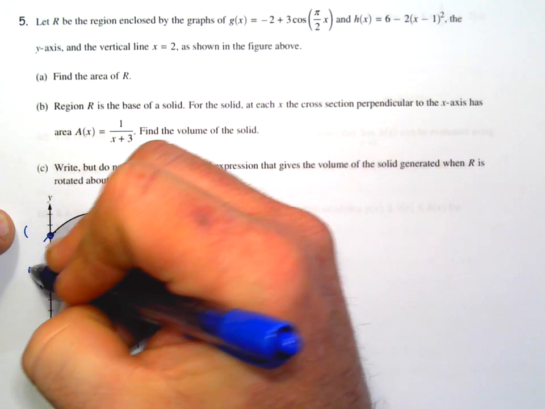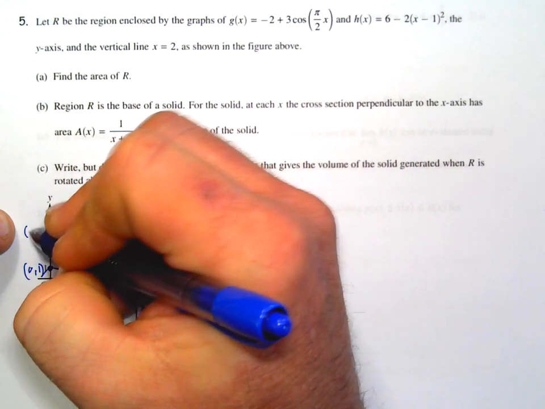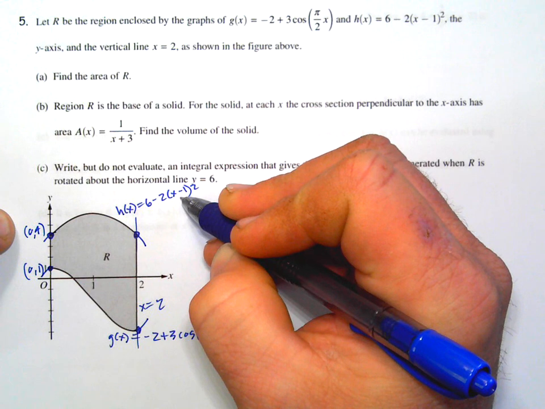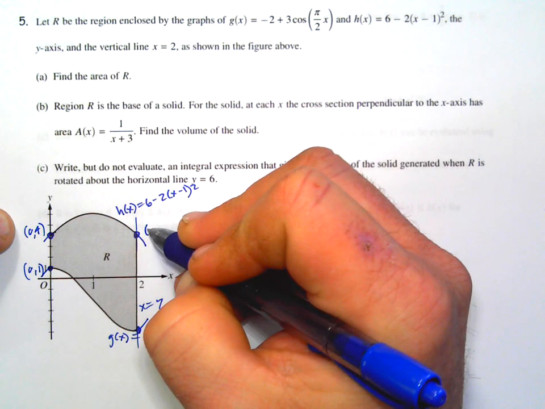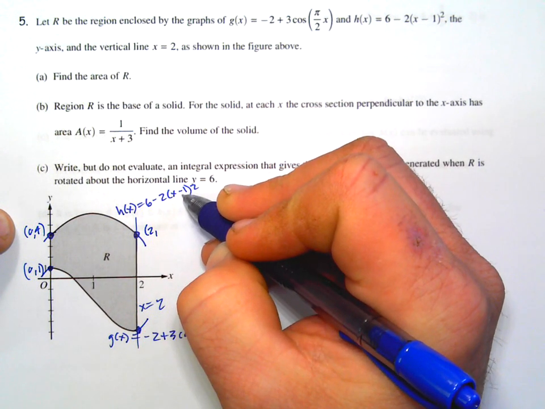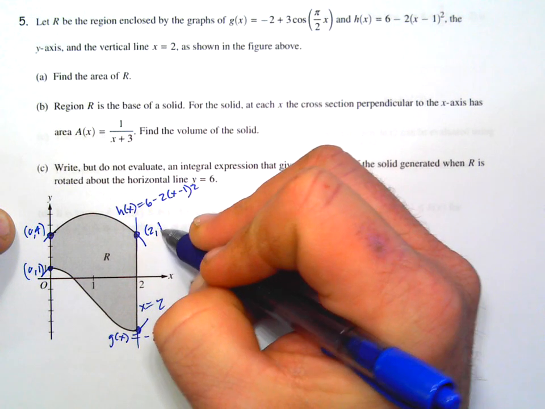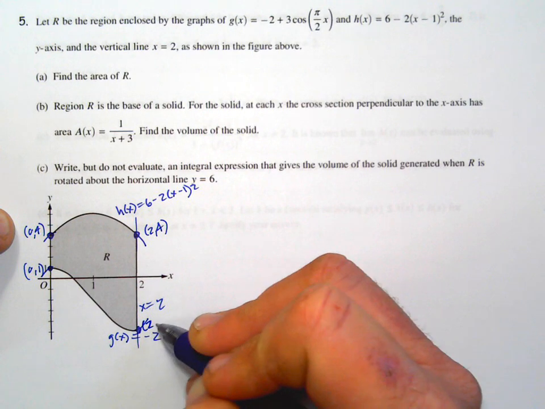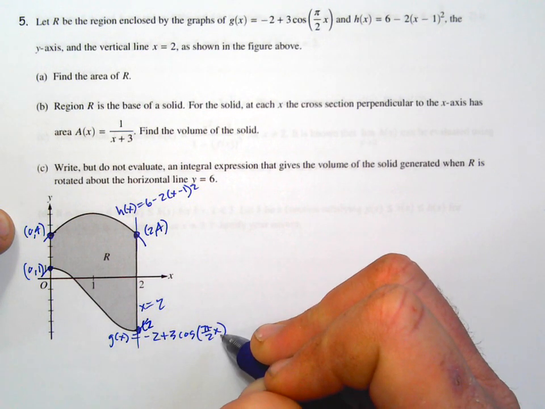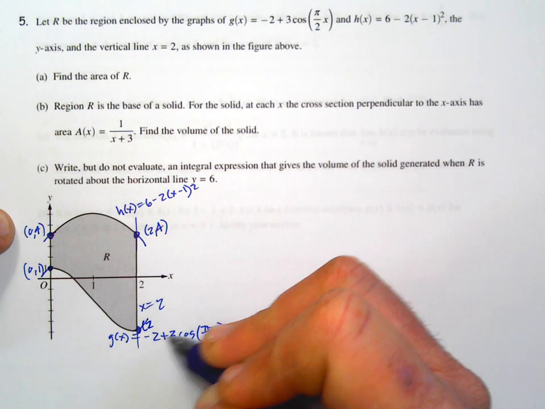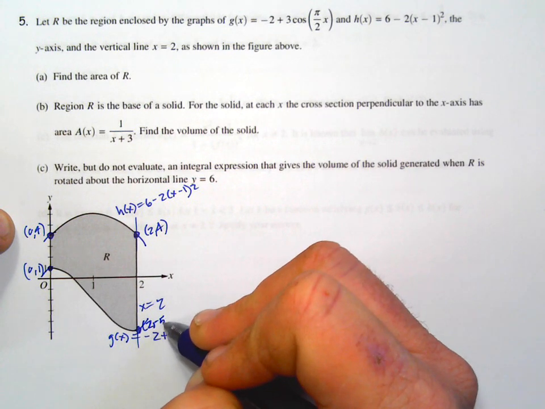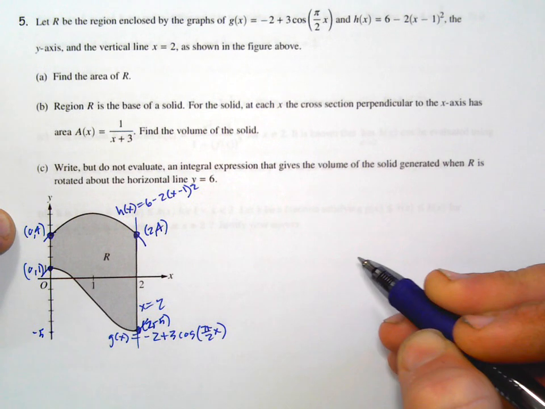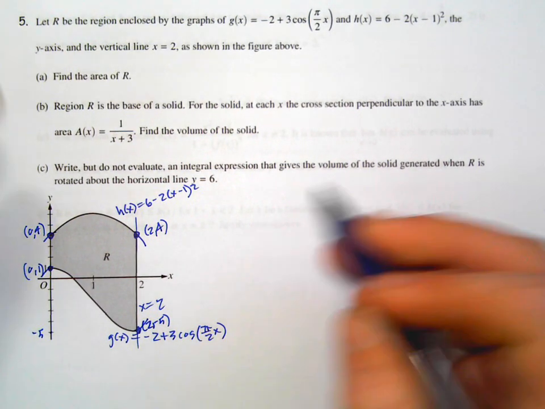Okay, so we have all these corners that we might need. So this is (0, 1), and this is (0, 4). You could double check. If you plug 0 in here, you get 6 minus 2 is 4. This is (2, 4). If you plug 2 in here, you get 6 minus 2 is 4. If you plug 2 into this graph, you get cosine of pi is negative 1, negative 3, negative 2, negative 5. So that kind of matches up right here, right? Okay, so I just kind of figured all that stuff out.